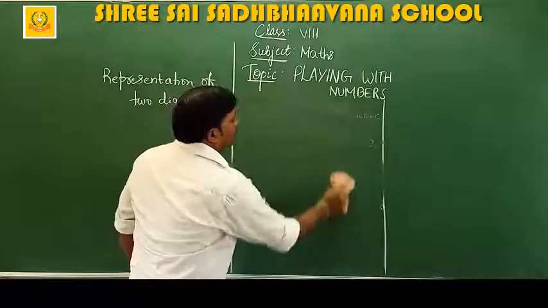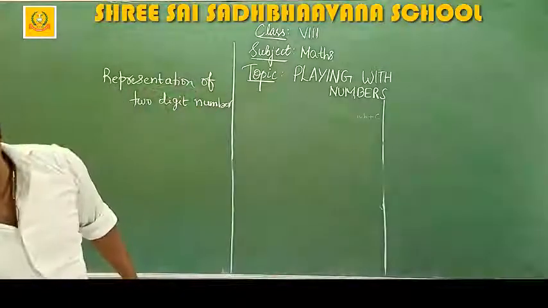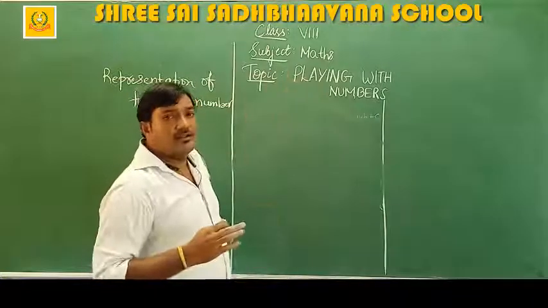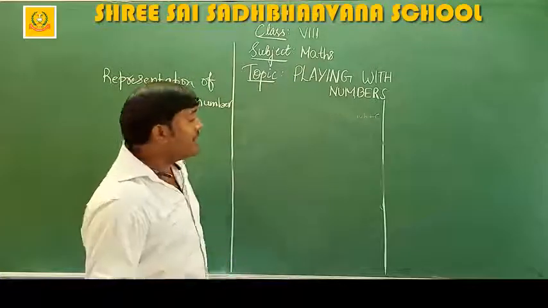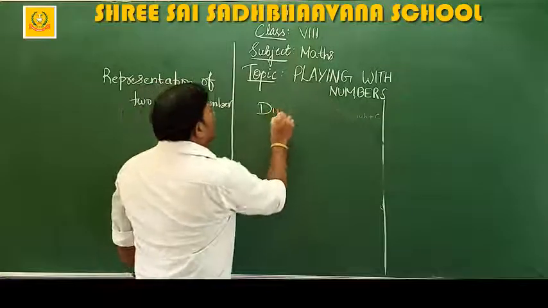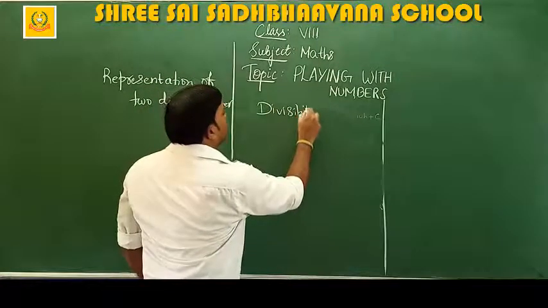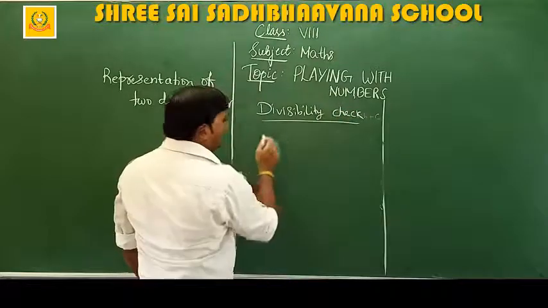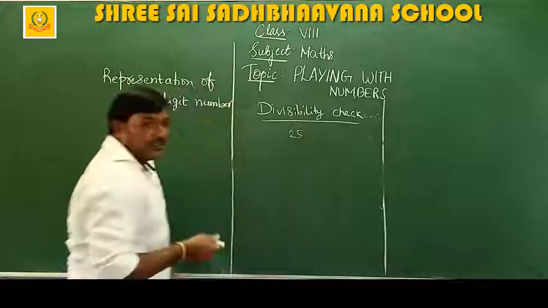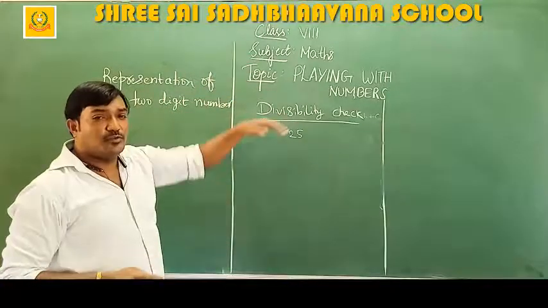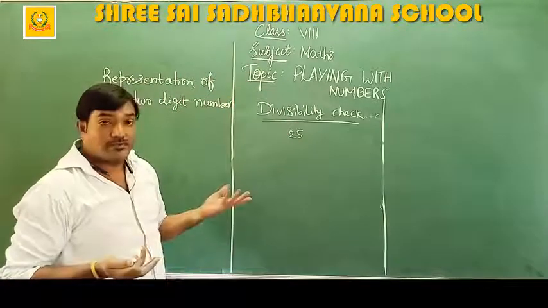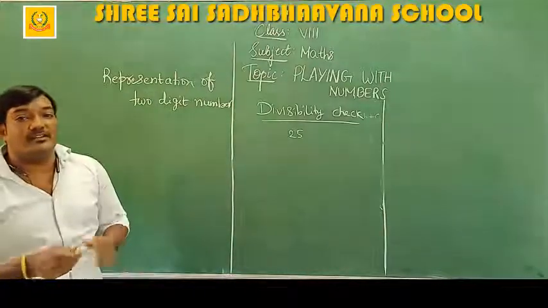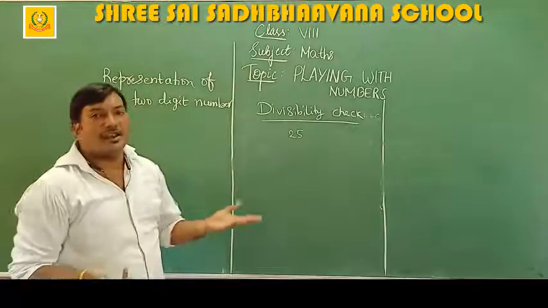Divisibility check. You might have come across this in 7th standard, maybe not clearly, you might have had a topic related to this. What is this divisibility check? For example, if you consider any number, say 25, is it divisible by 2? It is not. How can you say? If you divide 25 by 2, you will not get remainder 0. You will get some remainder.